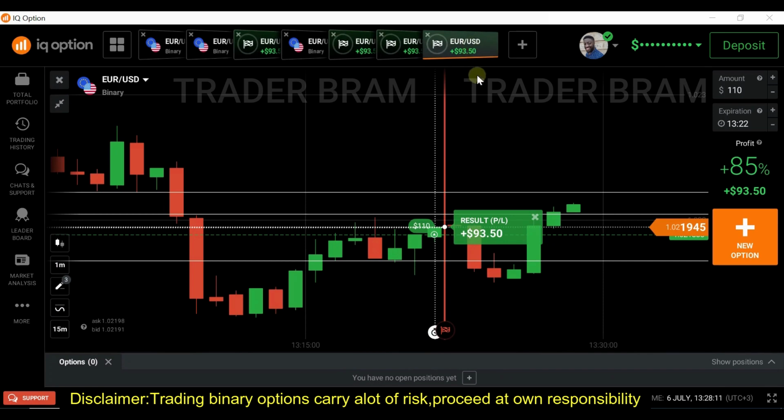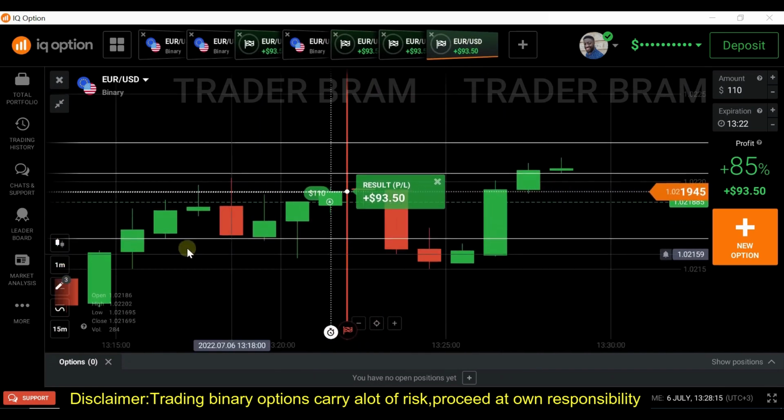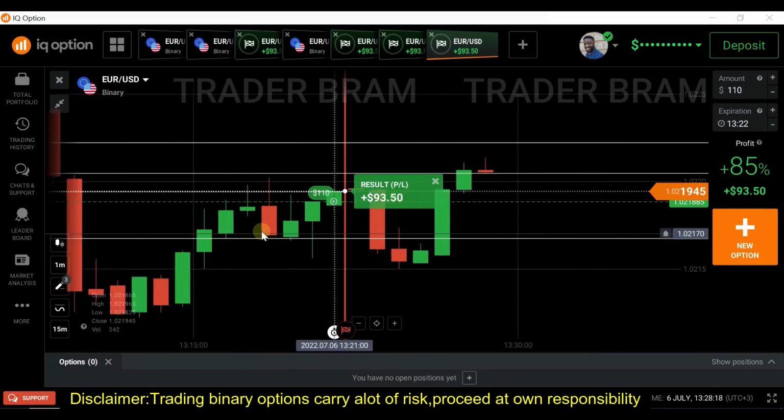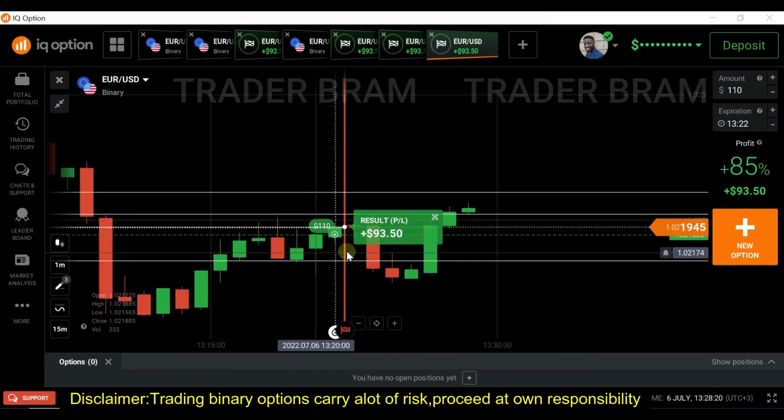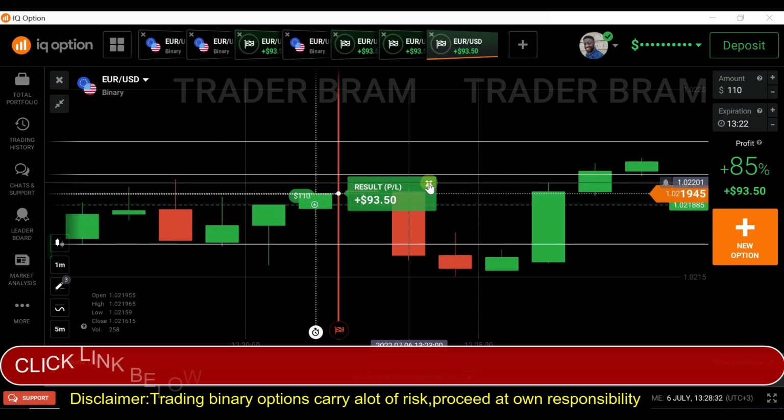So I'll explain these other trades. I did a call option here because we had a minor level of support and resistance. The market came to this minor level. After that, we formed a hammer candlestick pattern. Then the market continued moving higher. So I did a call option on that trade.